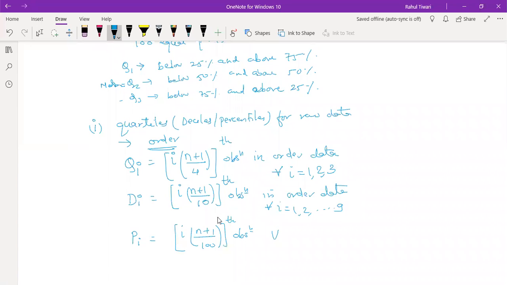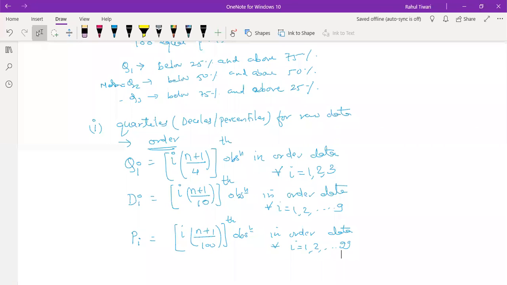This is in order data. For all i, i takes values 1, 2, up to 99. So this is the entire concept for quartiles, deciles, and percentiles for the raw data.